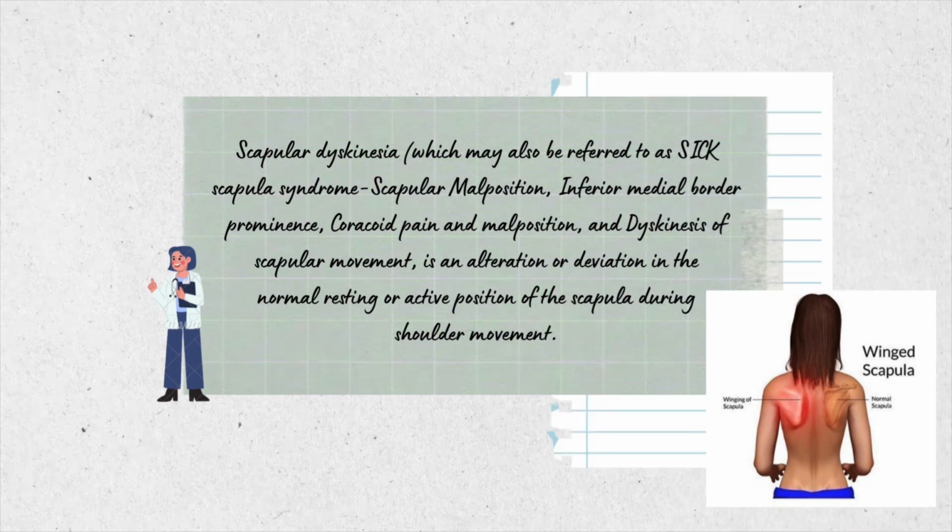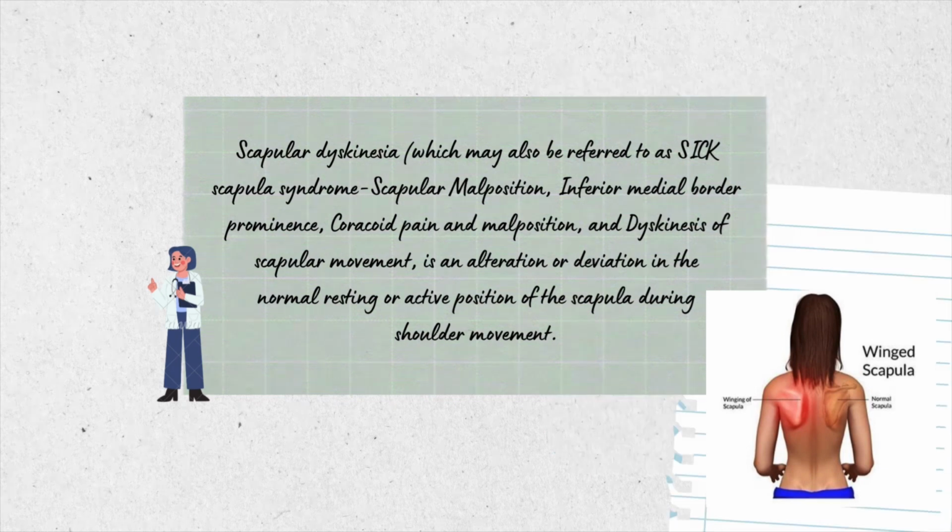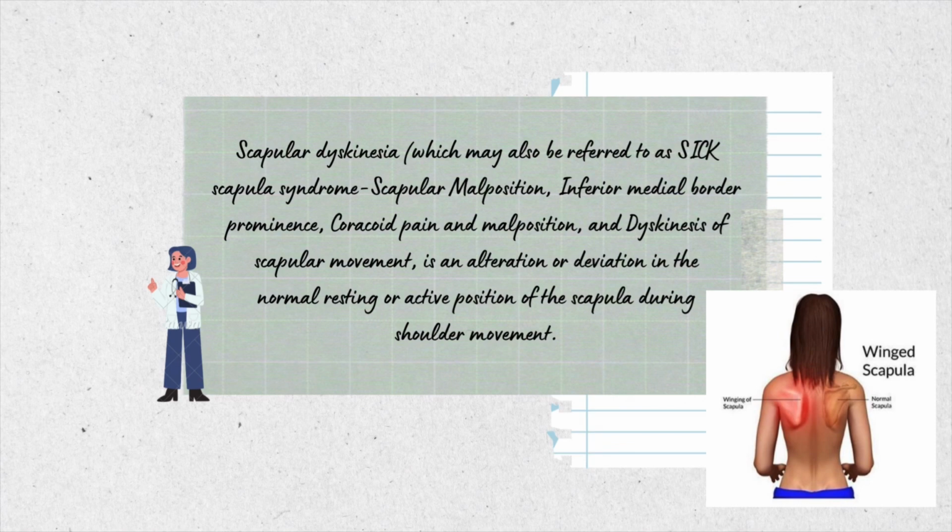S in the SICK scapula syndrome stands for scapular malposition, I stands for inferior medial border prominence, C stands for coracoid pain and malposition, and D stands for dyskinesia of scapular movement.